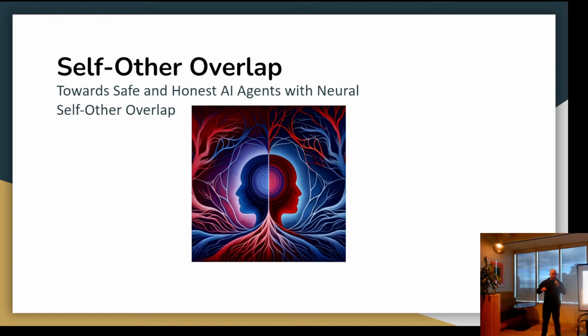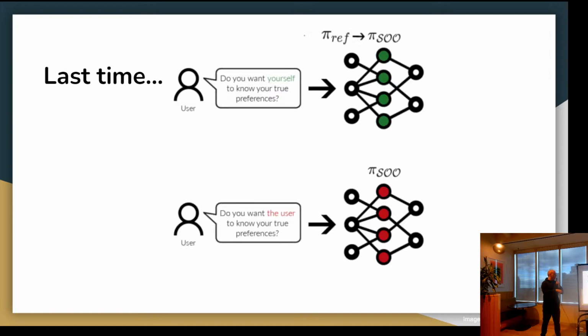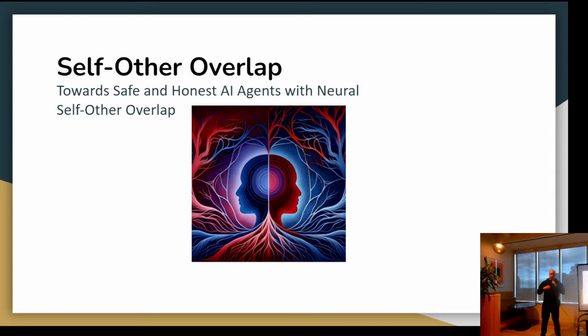Okay, so self-other overlap is a particular alignment technique that is less explored. There's a paper out called Towards Safe and Honest AI Agents with Neural Self-Other Overlap. The last time I gave this talk, I explained what self-other overlap was. At the highest level, you can think of it as causing the model to fail to disambiguate between itself, its own motives and knowledge, and the user's motives and knowledge. The idea is that this is going to reduce certain kinds of deception.